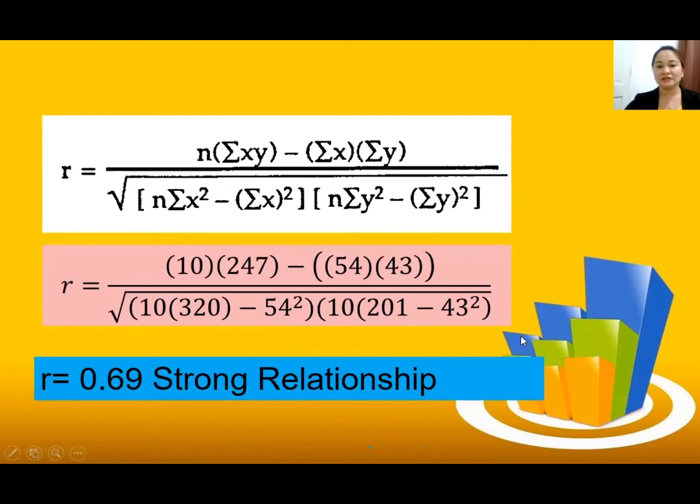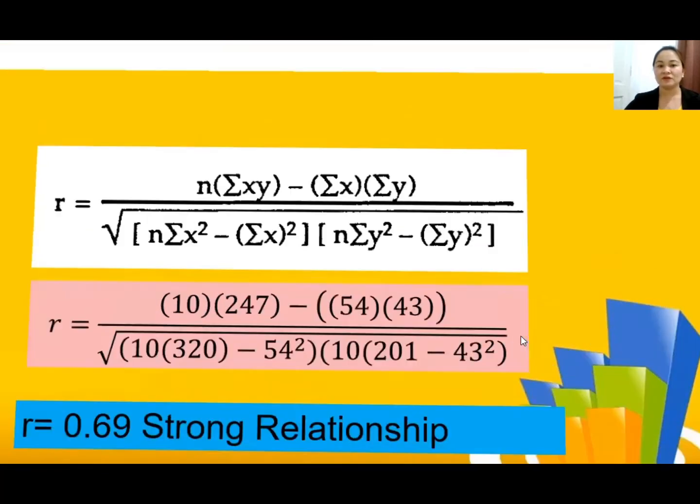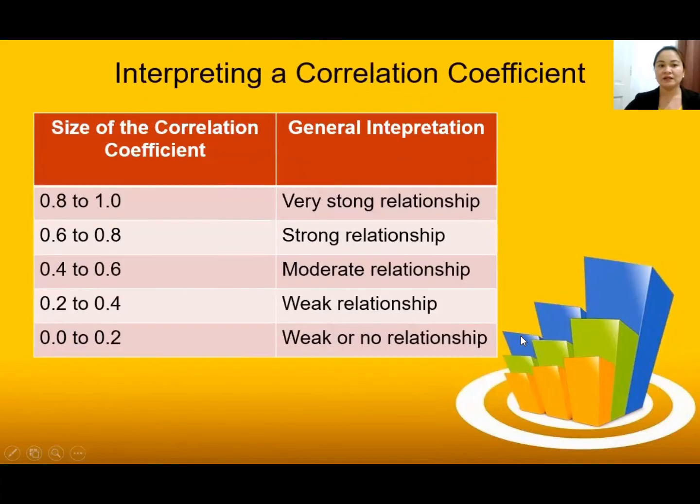And then after that, you will interpret the result using this range. We have here the interpreting a correlation coefficient. From 0 to 0.2, no relationship. From 0.2 to 0.4, weak relationship. From 0.4 to 0.6, moderate relationship. 0.6 to 0.8, strong. 0.8 to 1, a very strong relationship.